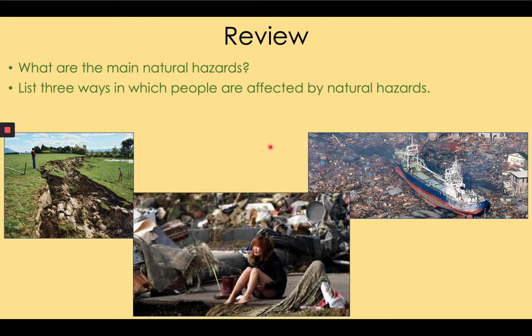And 3 ways in which people are affected. You could have had any ways that you could think of. Loss of income from business, death, injury, homelessness, illness, depression. Many, many different ways people can be affected. In this topic, we're going to explore the ways that people are affected by natural hazards and what we can do to reduce it. Join me then.